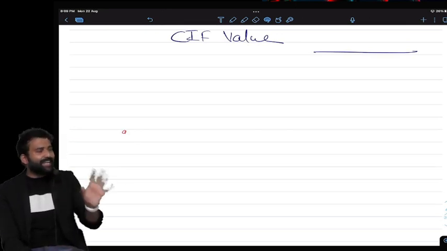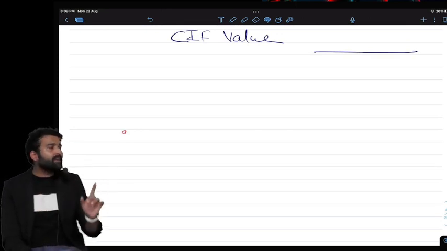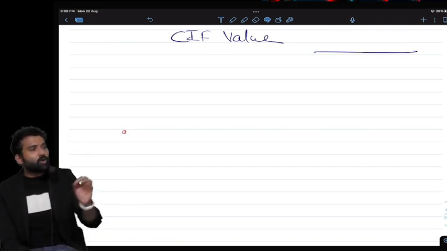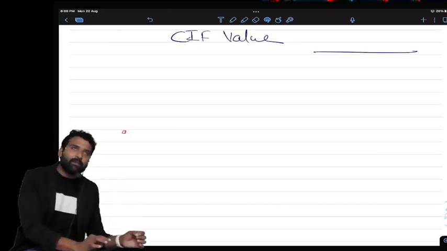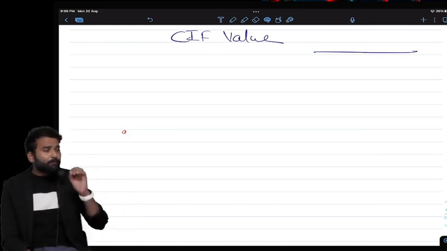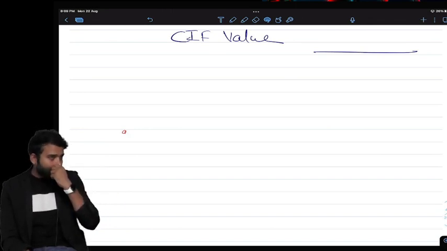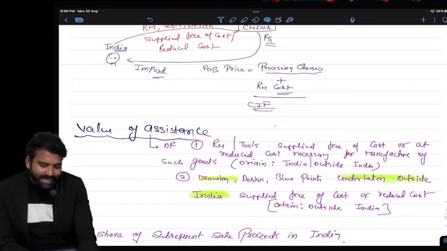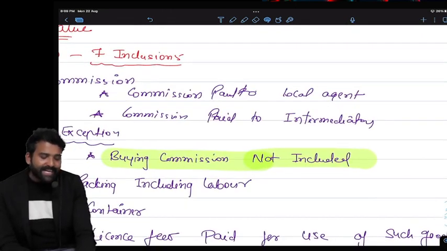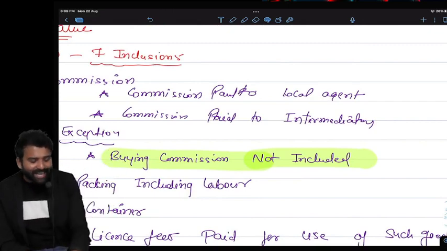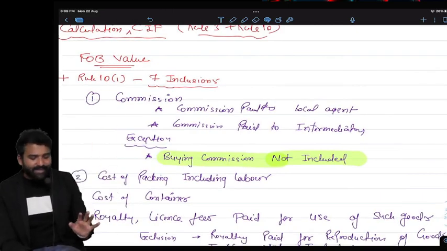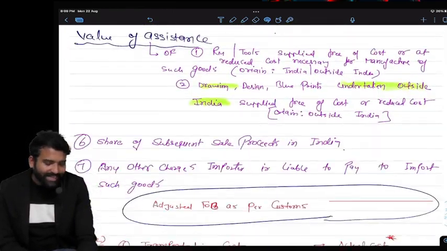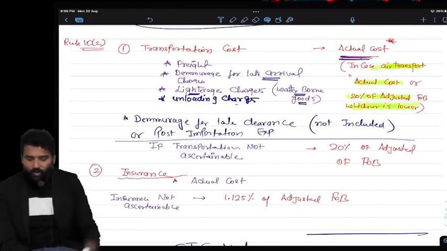It doesn't matter whether paid in India or outside India. If the question is giving buying commission paid, then don't add that commission. Otherwise, all the other commission, whether paid in India or outside India, doesn't matter, it will be added, because directly or indirectly, it is paid to intermediary agents. Whether the agent is in India or outside India, it does not matter. Only the buying commission will not be included. All the other commission will be included.